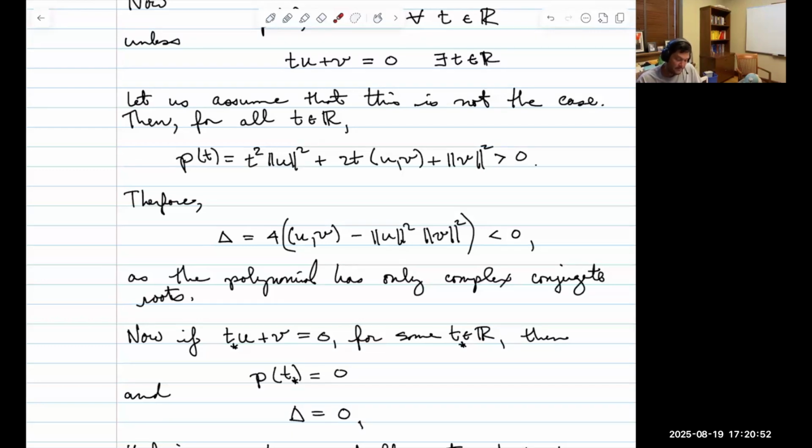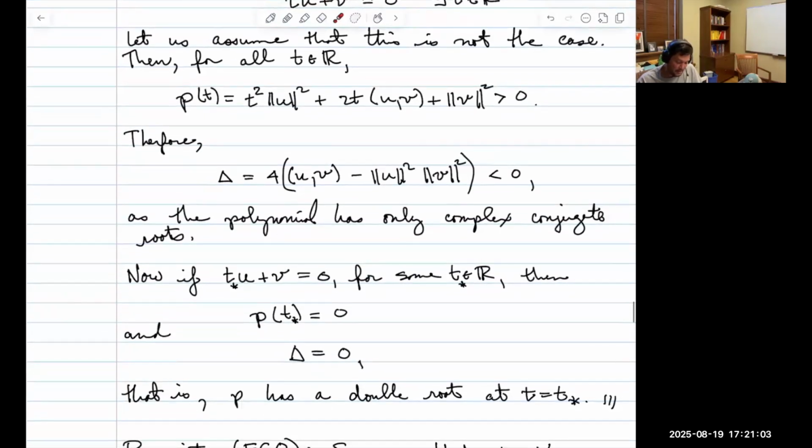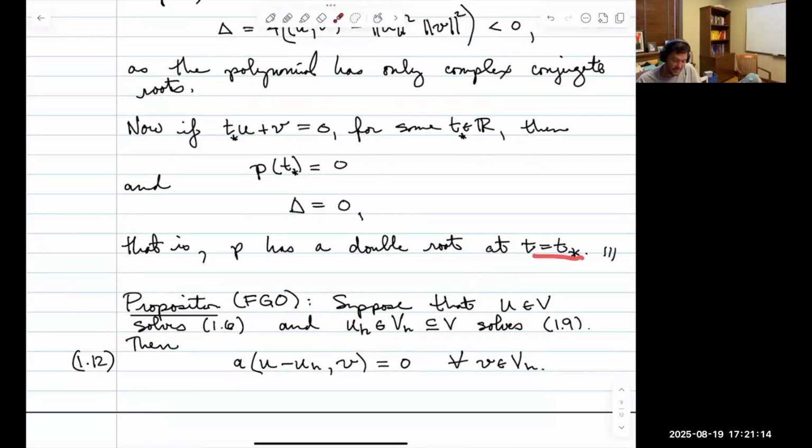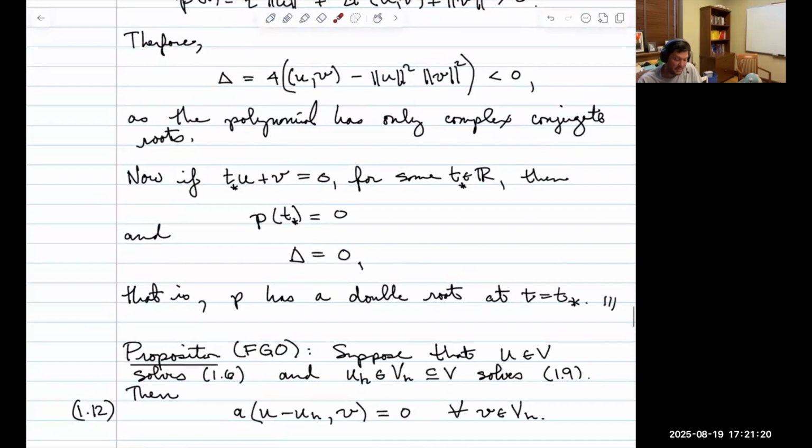Now we've got one more thing to clean up, and that is if that is equal to 0. If that is equal to 0 for some t, then we know that at that t star, my polynomial is equal to 0, and otherwise it's greater than or equal to 0. But that means the discriminant is exactly 0 because p has a double root at t equals t star. And that shows that the discriminant can only be 0 if this thing in parentheses is equal to 0. Okay, so that's the Cauchy-Schwarz inequality.